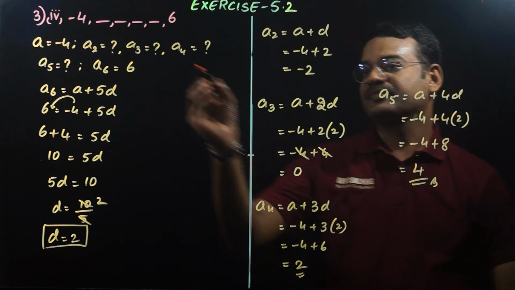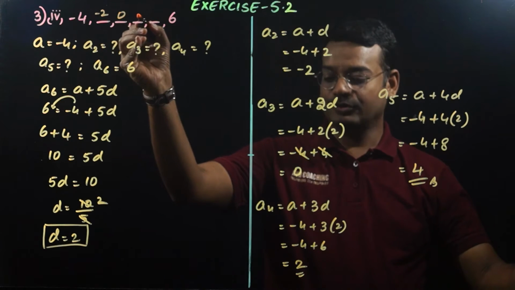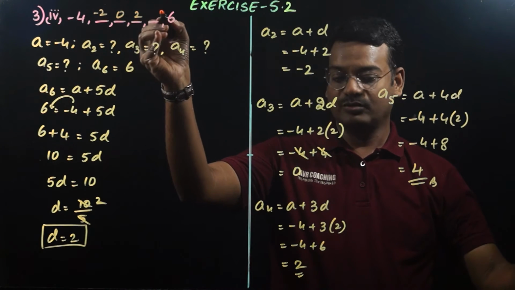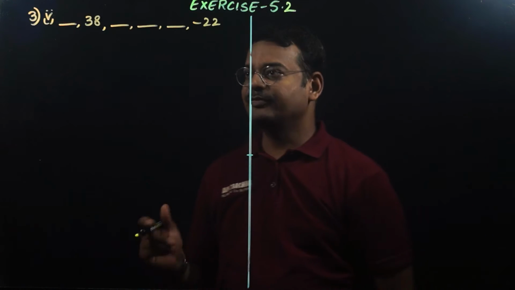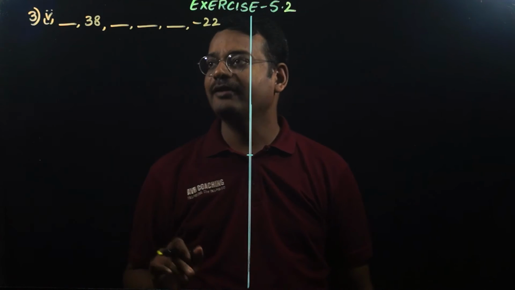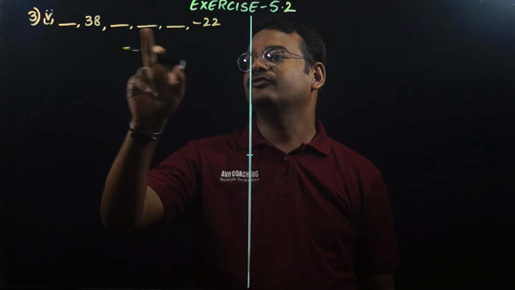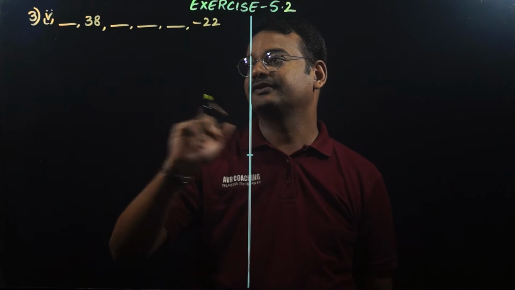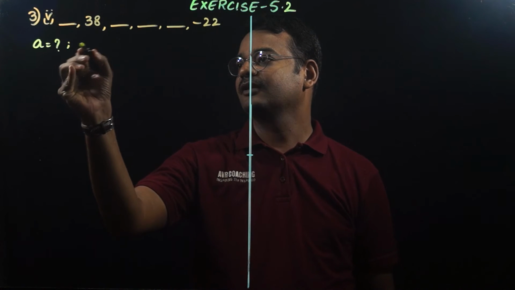So the second term is minus 2. Third term is 0. Fourth term is 2. And fifth term is 4. Fifth bit, we don't have A. We only have the second bit and the third, fourth, fifth, sixth terms. So A we don't have.